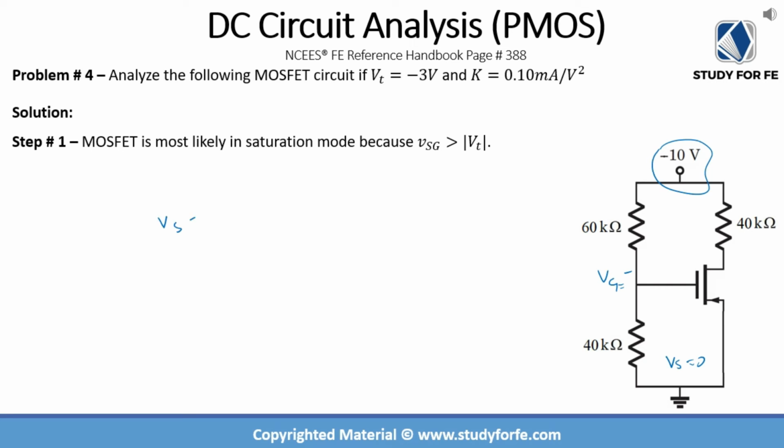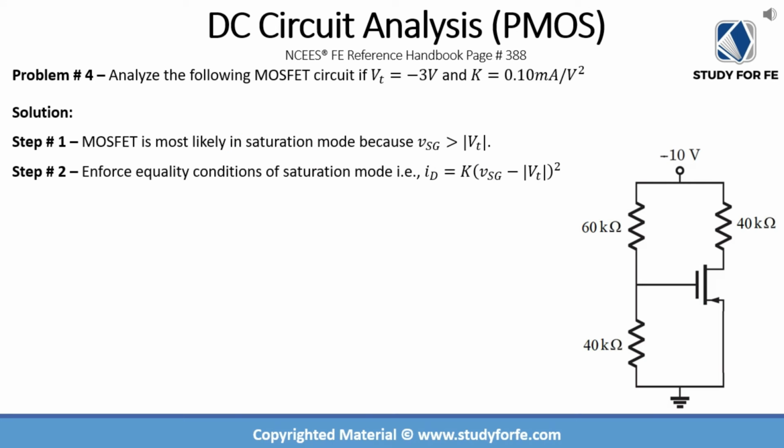So when we do our VSG, we'll end up with 0 minus a negative value. So that's going to be a positive value, and that's most likely going to be greater than the magnitude of VT. So it's safe to assume that we are operating in saturation mode. In step number 2, we will have to enforce the equality conditions for the saturation mode. Our ID will be equal to K times (VSG minus VT) whole square.